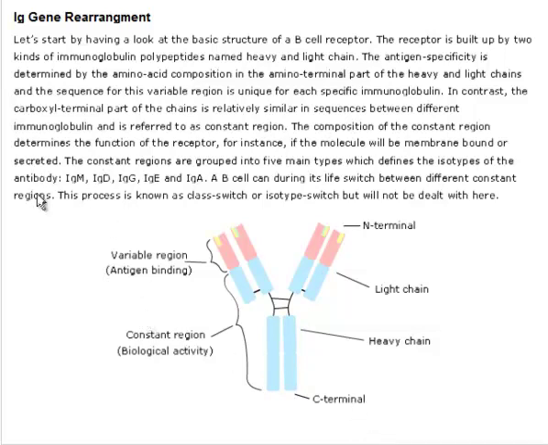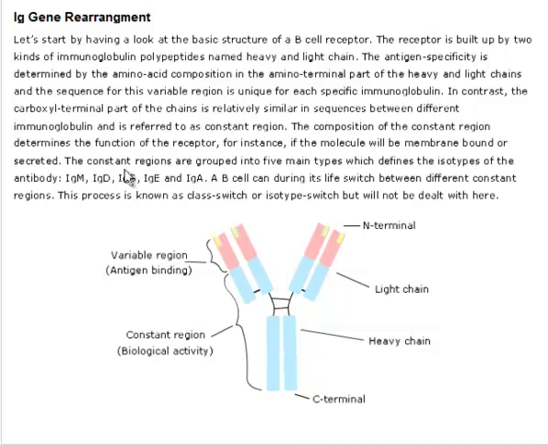So the antibodies, or the immunoglobulins, are divided into 5 major isotypes. You can have the IgM, the IgD, IgG, IgE, and IgA types. And so we'll talk a little bit more detail about these different types. So B cells during their lifetimes can switch between the different constant regions. So this is known as class switching or isotype switching. But we won't go into more detail about this.